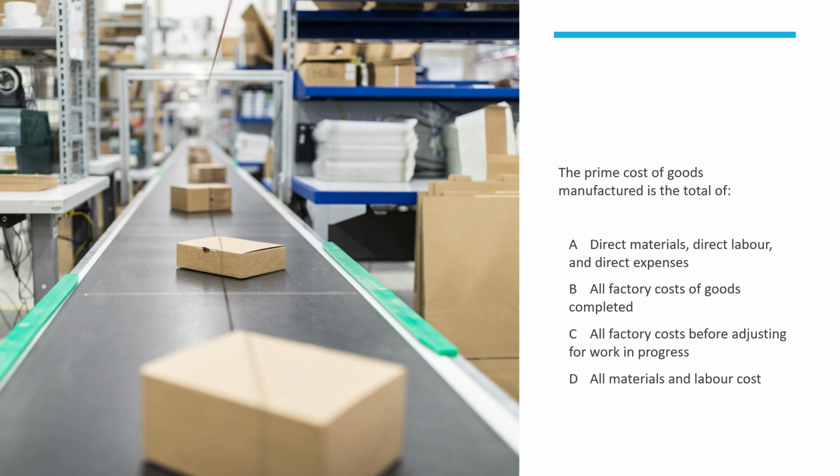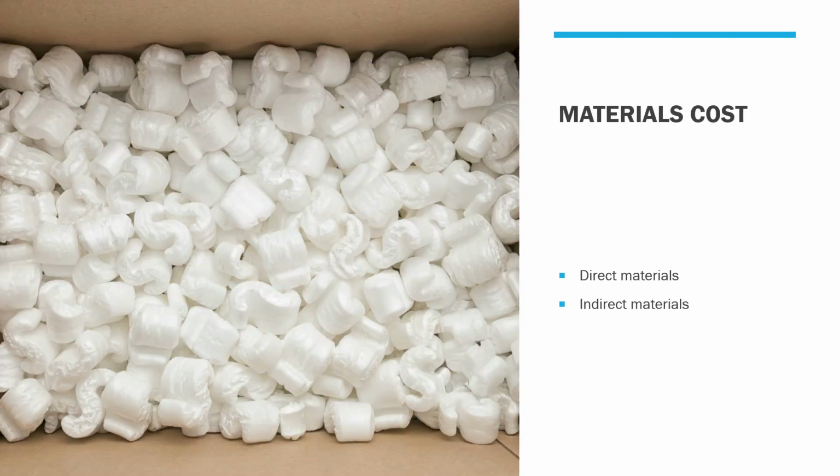This question tests your knowledge about different types of manufacturing costs. Manufacturing costs may be classified in a variety of manners, such as direct cost or indirect cost, labor cost, materials cost, overheads, prime cost, etc. To correctly answer this question, it is important to understand various types of costs associated with the manufacturing process. Let's begin with the concept of materials cost.